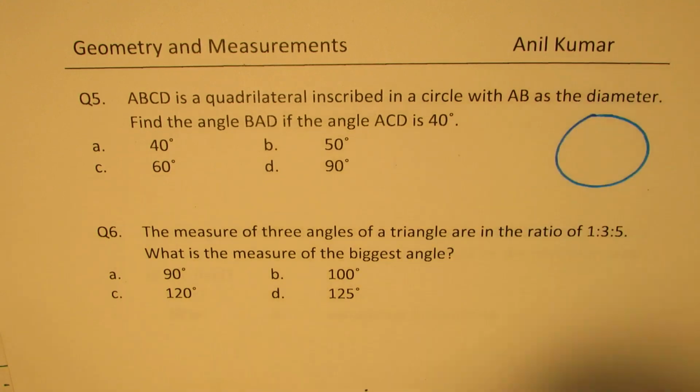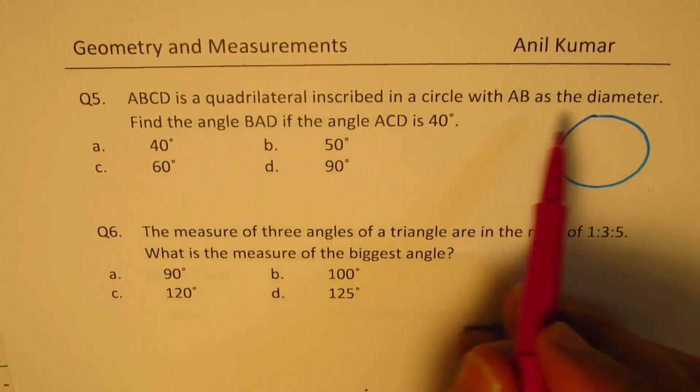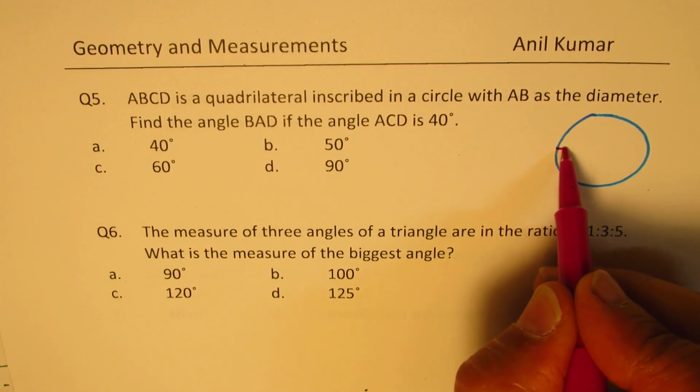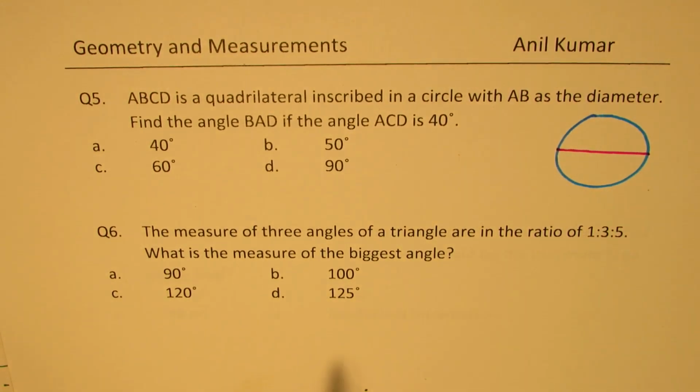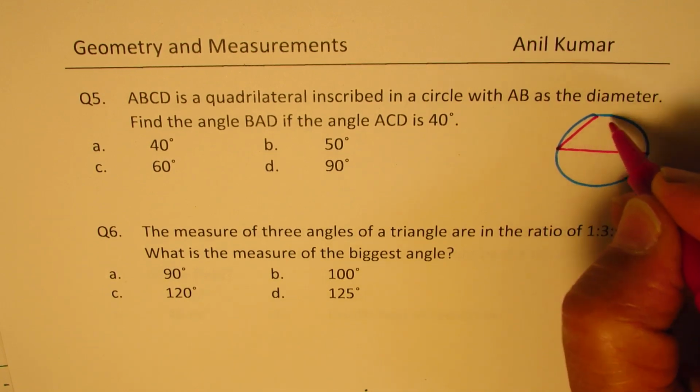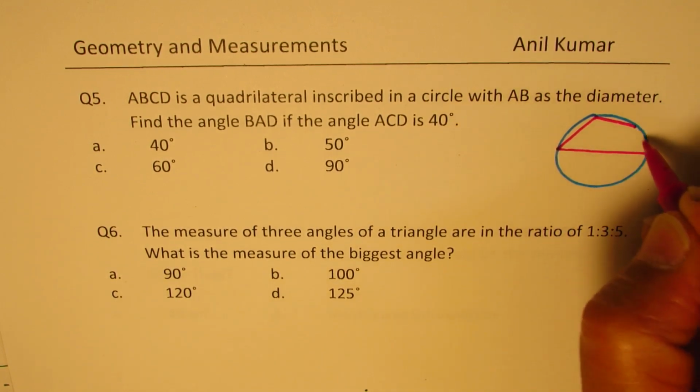Let's say we have a circle. Now we're saying ABCD is a quadrilateral where AB is a diameter. So let's say AB is a diameter, right? Quadrilateral means 4 sides, so we just make one here, 1, 2. Let's do it like this.